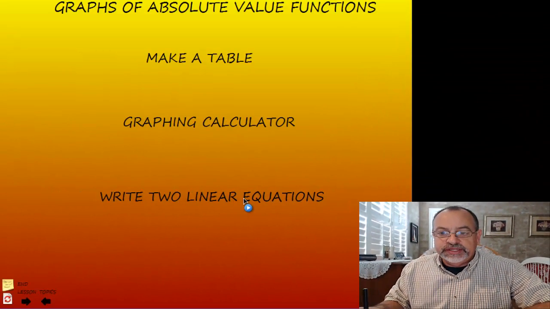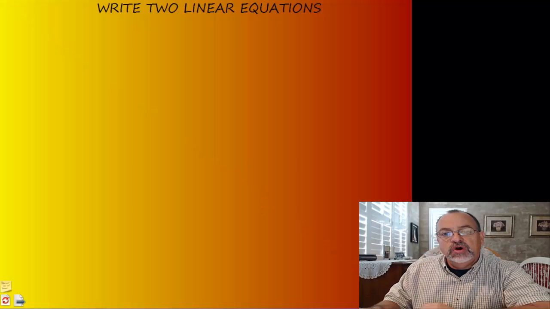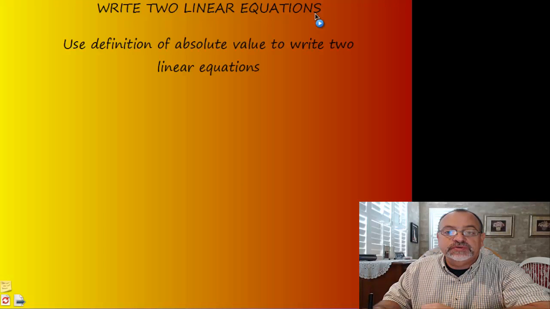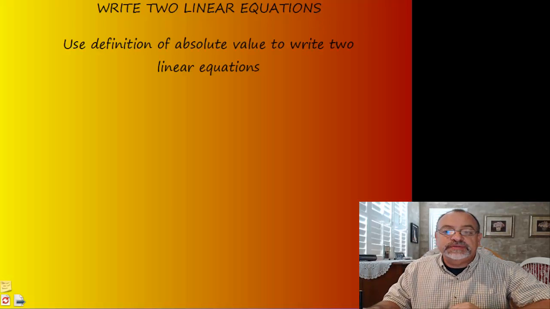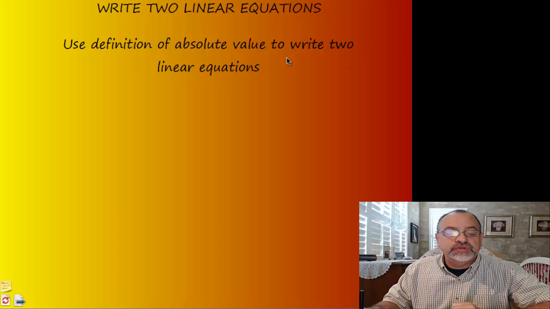Chapter 2, Lesson 5 of Advanced Algebra, we're looking at graphing absolute value functions, and in this lesson we want to look at how to graph an absolute value function by writing two linear equations. Writing two linear equations to graph these absolute value functions is really an application of the definition of absolute value, which we've used earlier this year to solve absolute value equations.